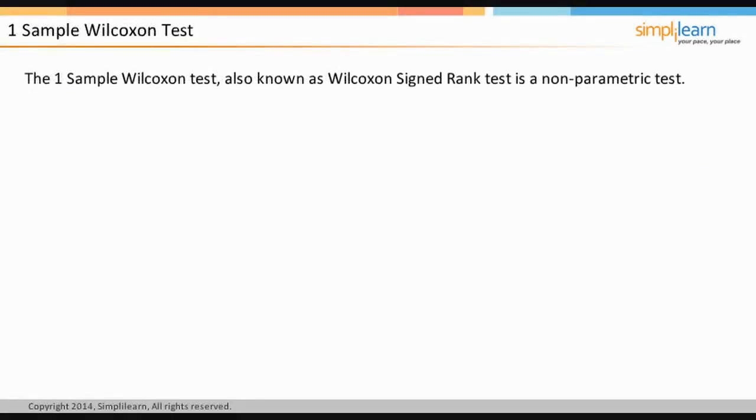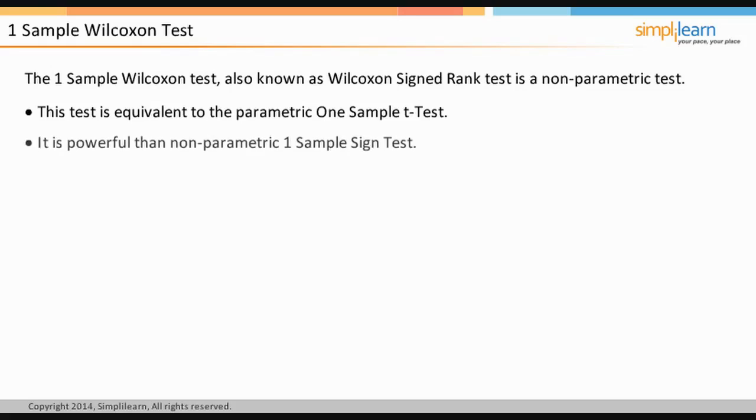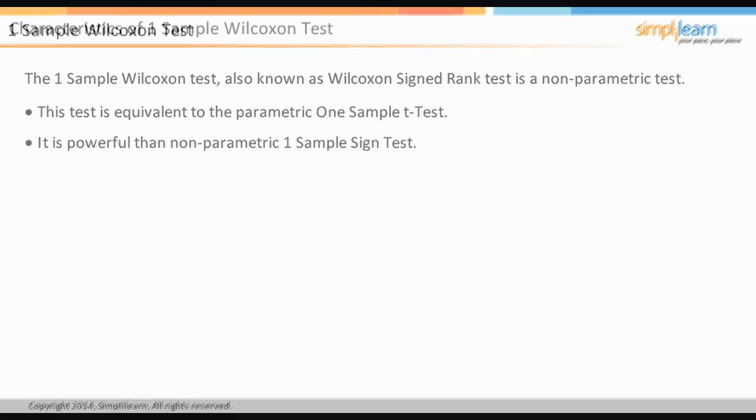This screen will focus on the one-sample Wilcoxon test. The one-sample Wilcoxon test, also known as the Wilcoxon signed rank test, is another form of a non-parametric test. This test is equivalent to the parametric one-sample t-test and more powerful than the non-parametric one-sample sign test. Let us discuss the characteristics of this test in the following screen.